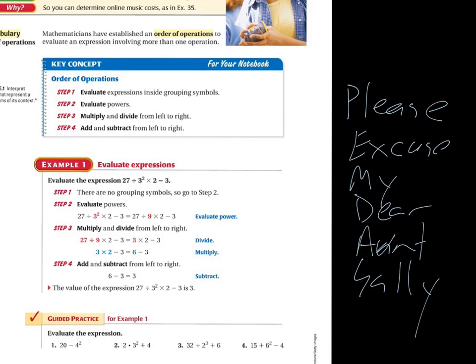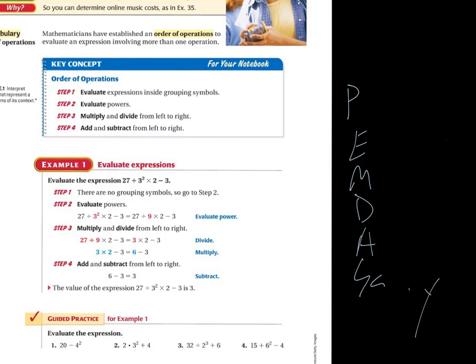Okay, let me erase this out of here, and we'll put in what those letters stand for. And there we go. Okay, so the please excuse my dear Aunt Sally, the P, that's the parentheses. So anything that you have inside of parentheses, you want to do that first.